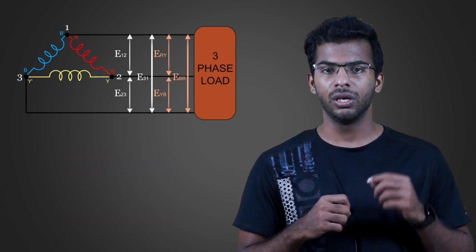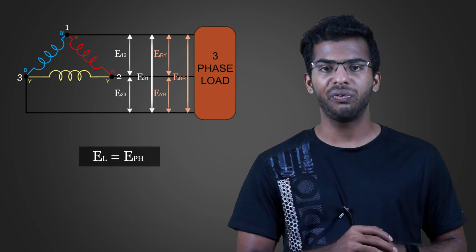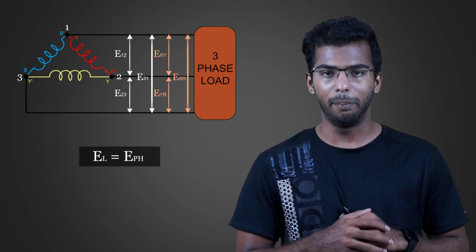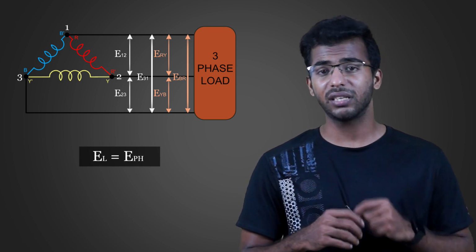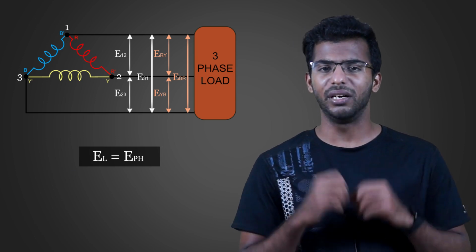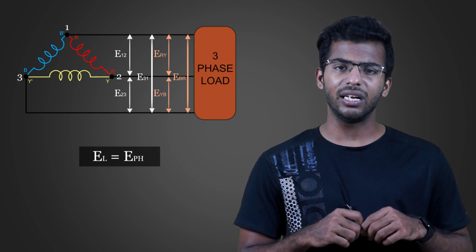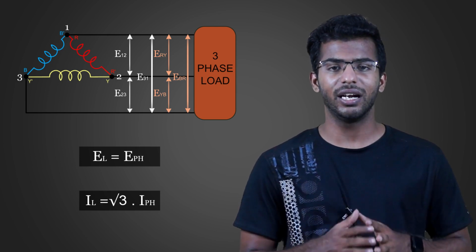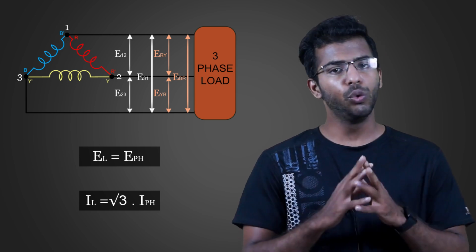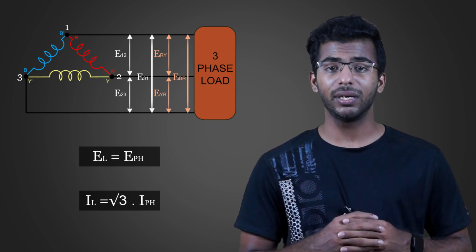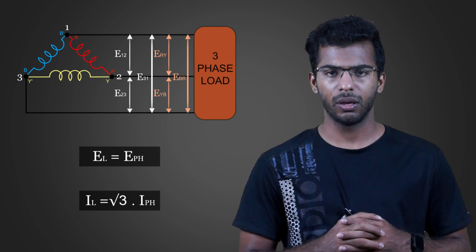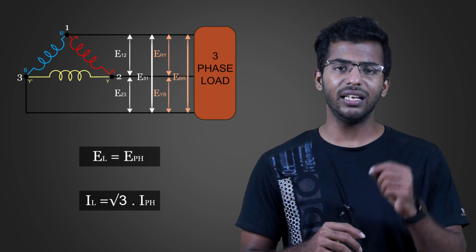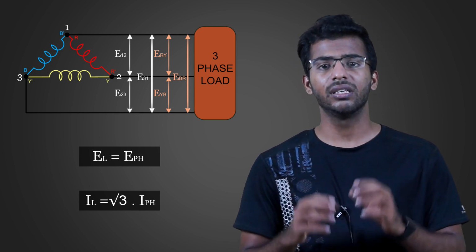In delta connection, line voltage EL is equal to phase voltage EPH, but the relationship between the phase currents and the line currents are a bit different. The line current IL is equal to √3 times that of the phase current IPH. You can prove these relationships mathematically in many different methods, but understanding the line and phase voltages and currents are the key. This is all about delta connections in three-phase system.